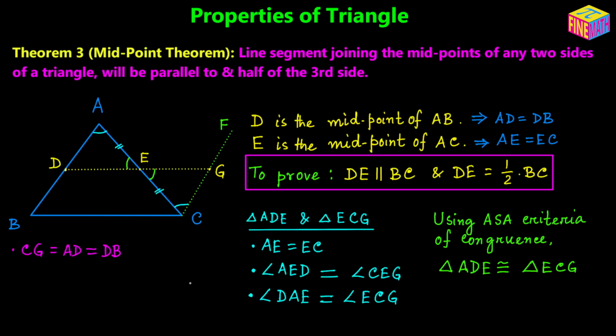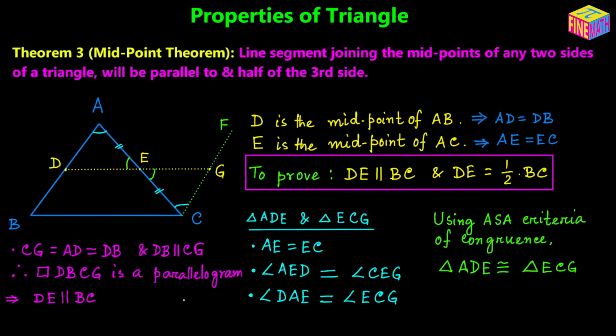So then DG will be parallel to BC, and in other words, DE will be parallel to BC because DG is nothing but an extension of DE. So if DG is parallel to BC, because this quadrilateral has been proved to be a parallelogram, then we can say that DE will be parallel to BC. And that was one of the items that we needed to prove, that DE is parallel to BC, and we have proved that already.